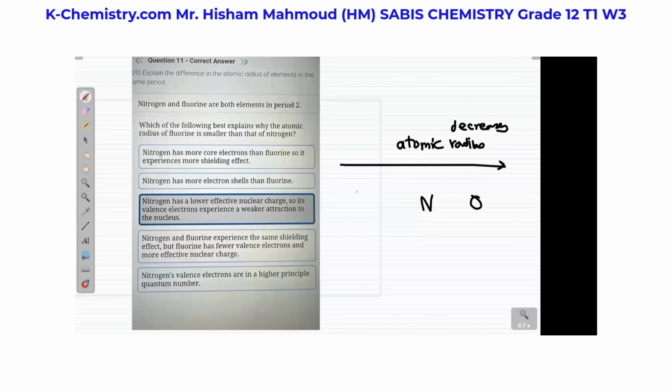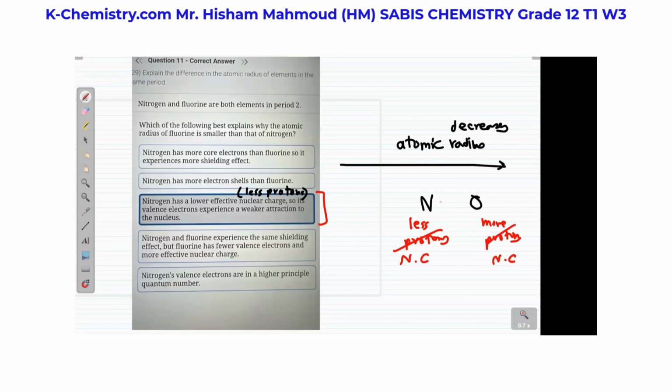Nitrogen has less nuclear charge. What is the meaning of less nuclear charge? It means fewer protons. You just know to yourself that it means protons, but don't write it down in the exam. Write only less charge. So the valence electrons experience a weaker attraction to the nucleus. That's all that you need to know. So since you have less protons here, and more protons there, don't say less or more protons. Say less nuclear charge and more nuclear charge.